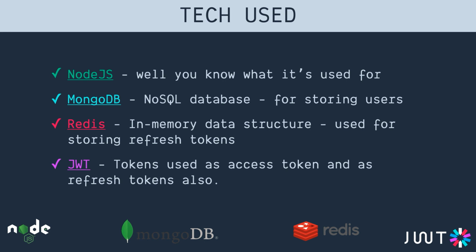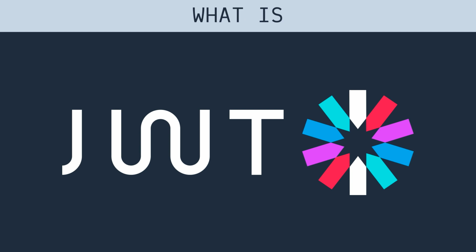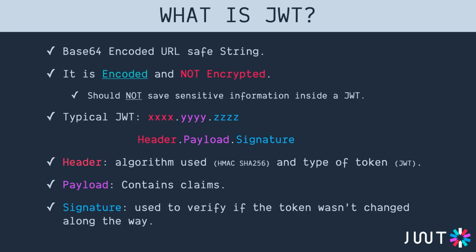So firstly, let's see what a JWT is. In simple words, a JWT is simply a string, but it has some properties: it is base64 encoded and it is URL safe. That is, it can be passed inside a URL without any problems. And one thing to note is that it is encoded and it is not encrypted.